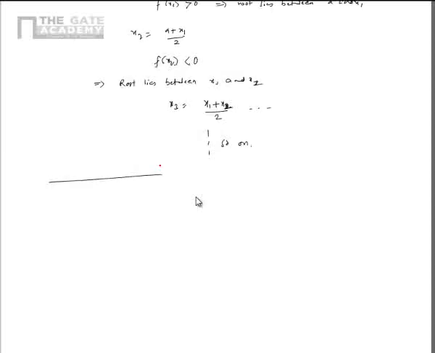So let's solve an example in order to describe this. Find a root of the equation x cube minus 4x plus 9 is equal to 0 using bisection method in 4 stages.